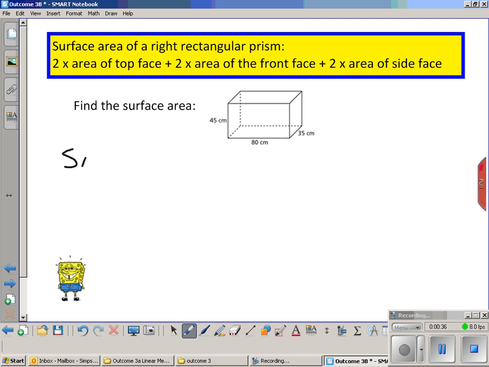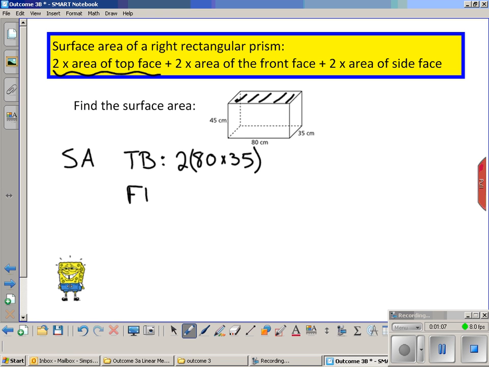So I'm calculating the surface area. I have a top and a bottom. So the surface area of those top and bottom is the area of this rectangle here. To calculate the area of a rectangle, we do length times width, and so it's going to be 80 times 35. And because there's a top and a bottom, there's two of them. So that's 2 times the area of the top face.